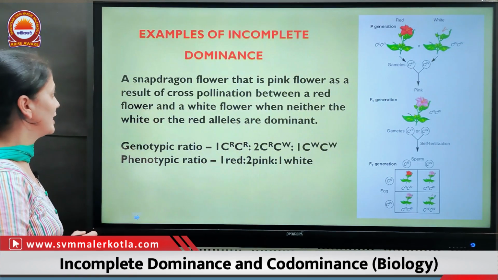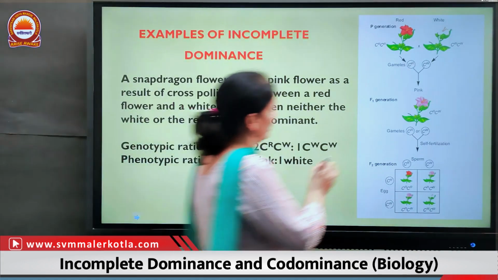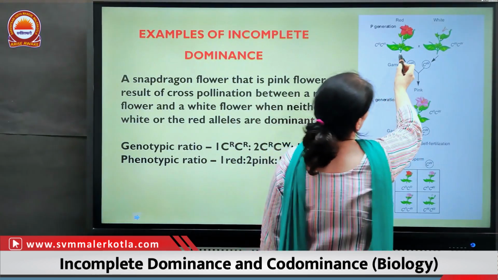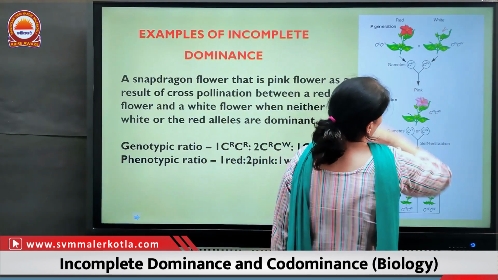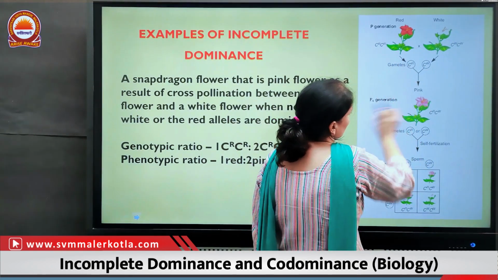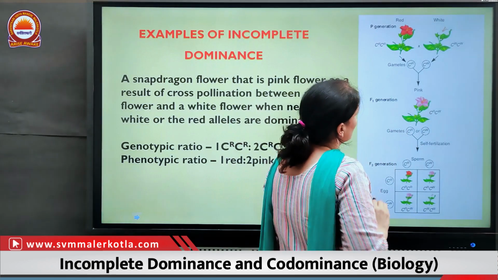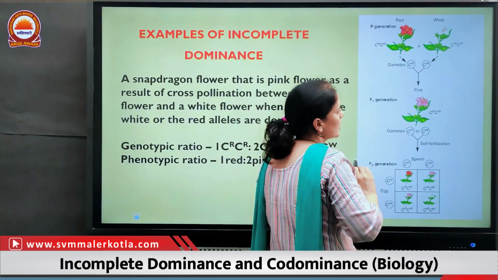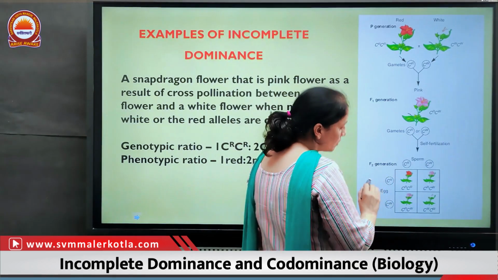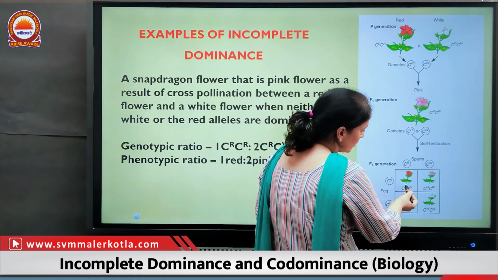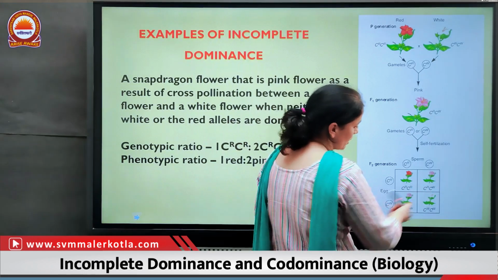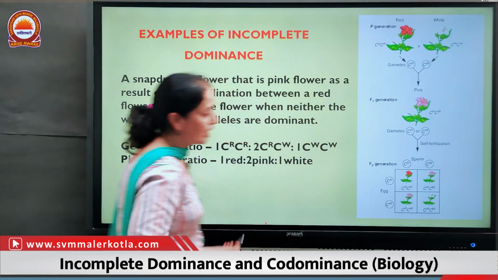An example of incomplete dominance is, we can see here, these are the plants of snapdragon flower. This is the red flower and this is the white flower. When we crossed both flowers, then in the F1 generation we get a pink flower. In this case, we can see that the dominant allele has not expressed itself. In the F2 generation, we came to know that one flower is of red color, 2 flowers are of pink color, and 1 flower is of white color.